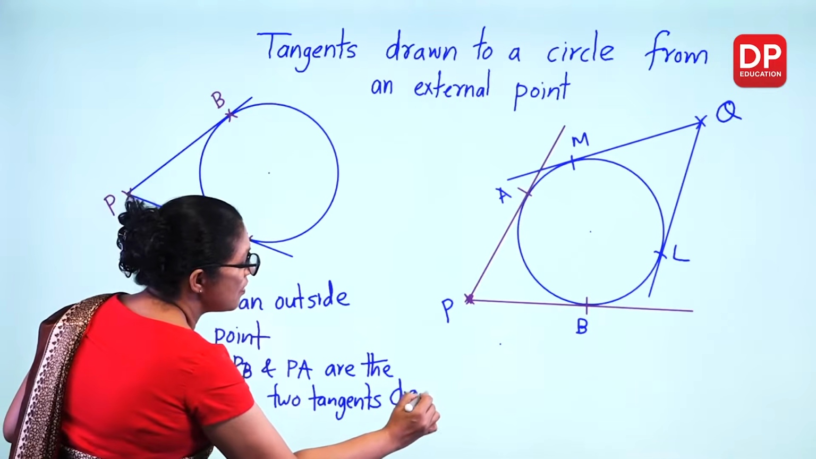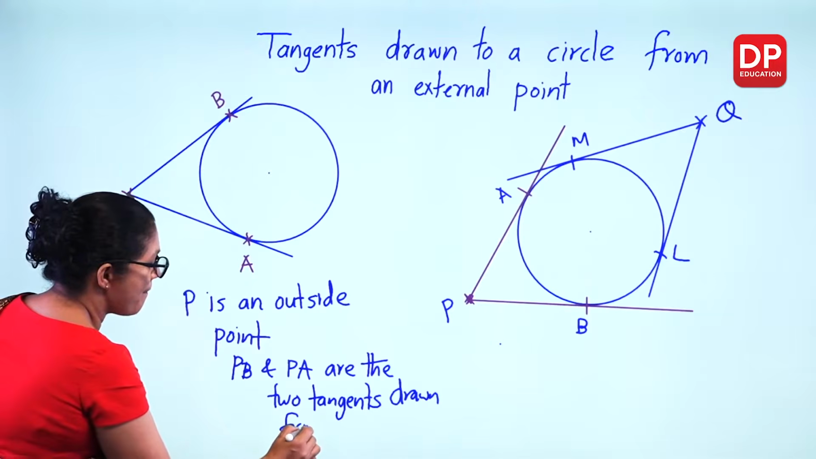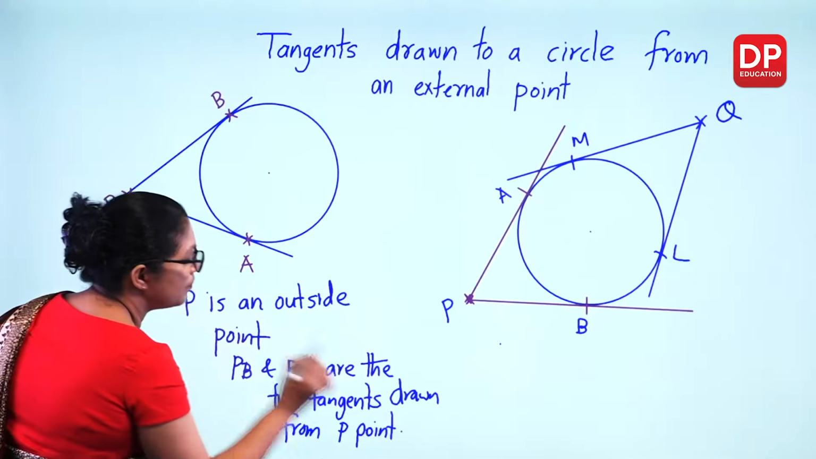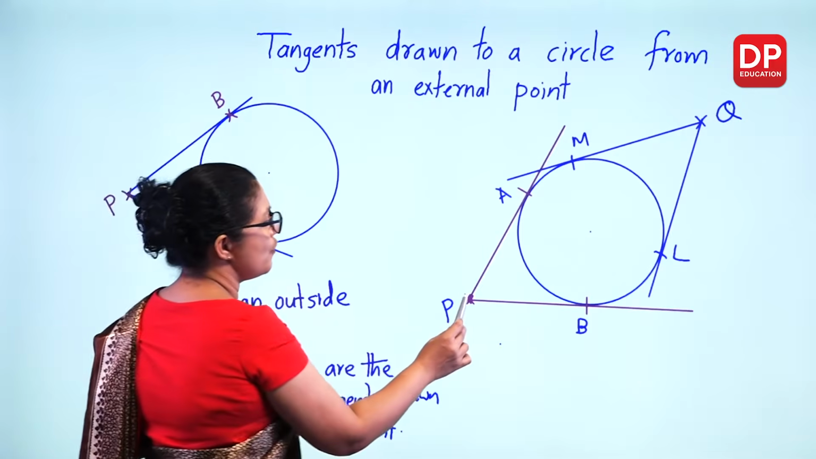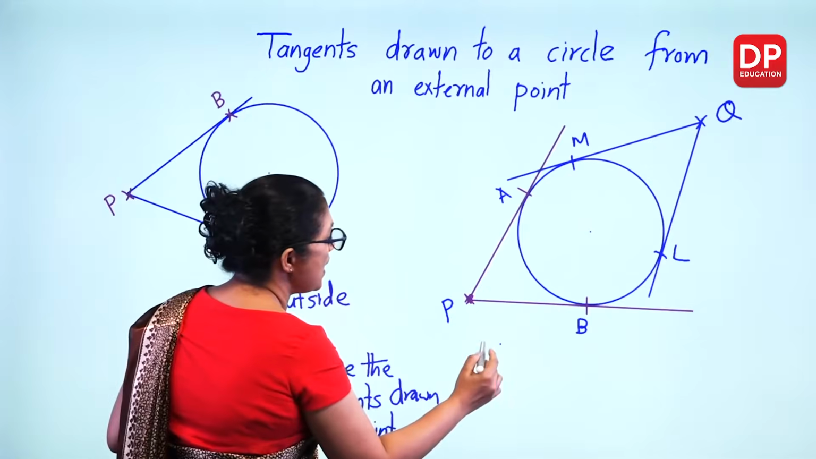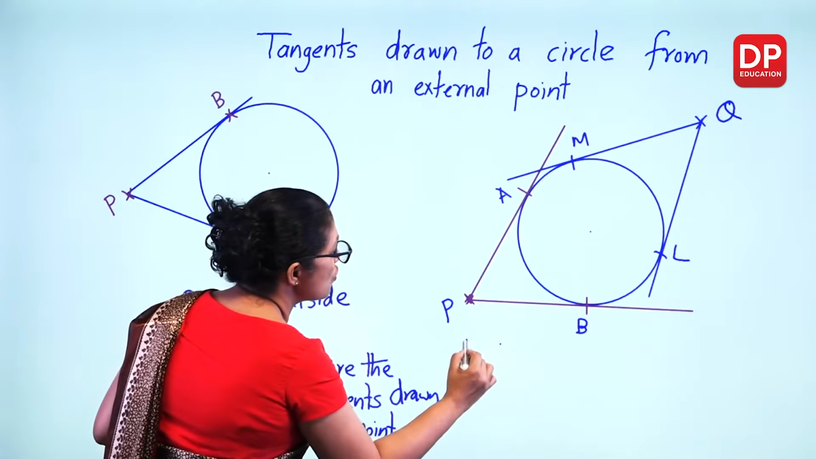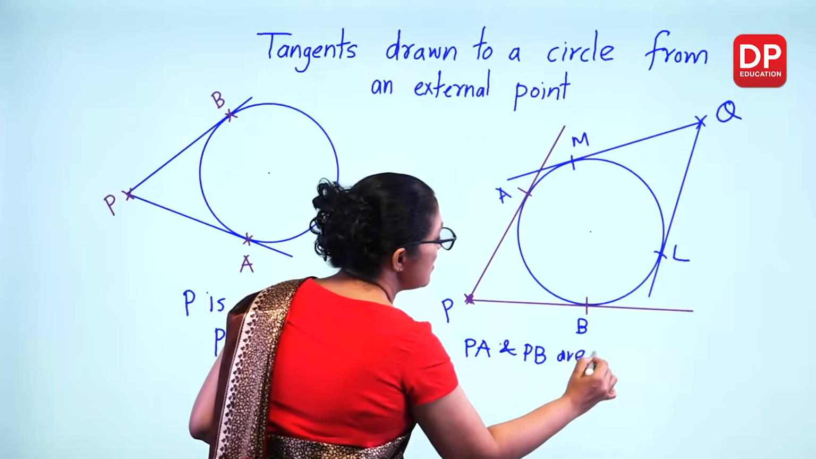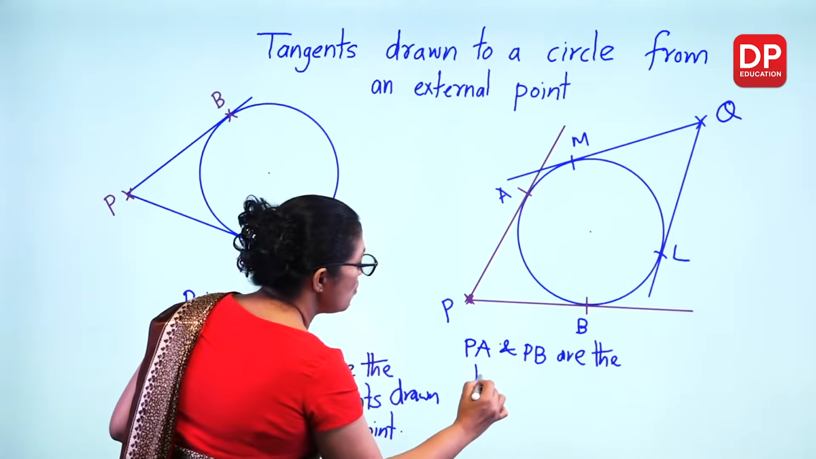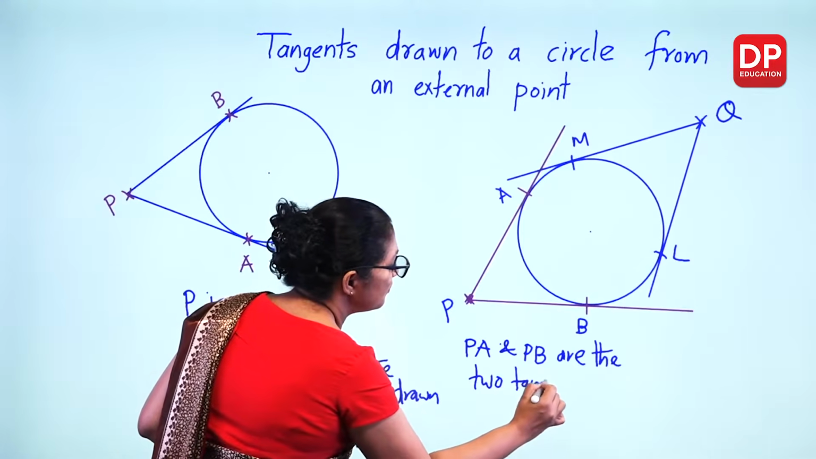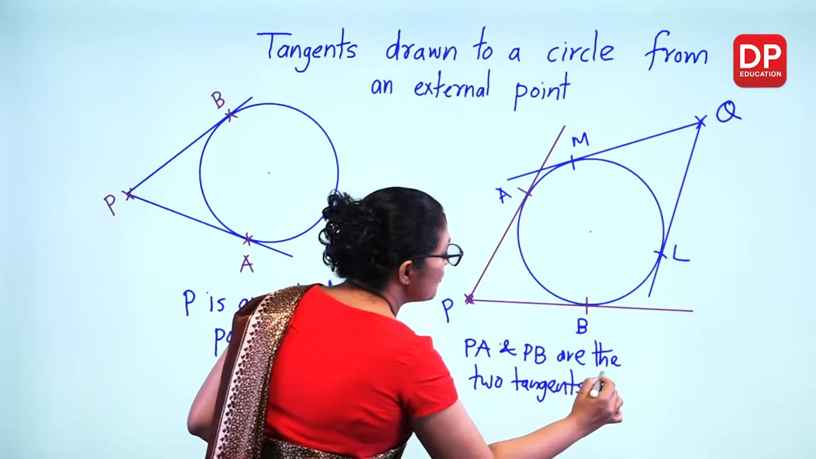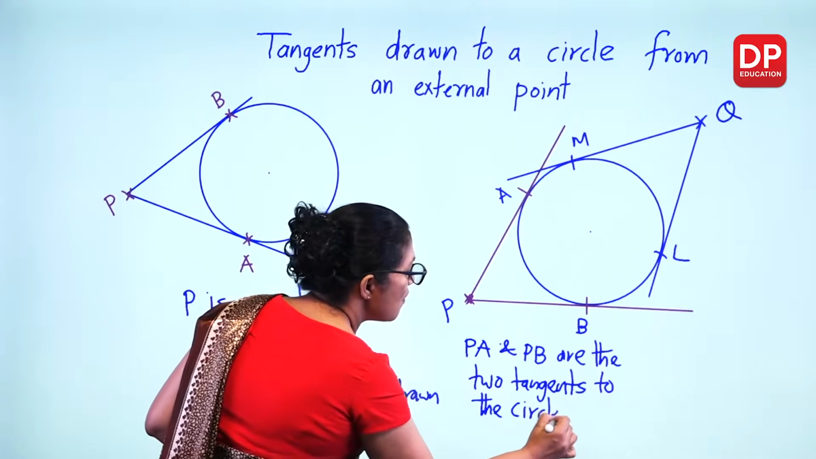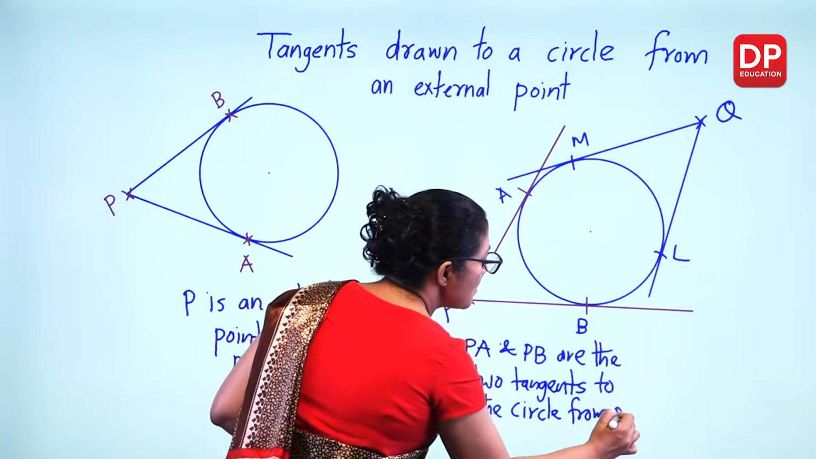drawn from point P. Here also, if you take any point outside P, these are the 2 tangents. So PA and PB are the 2 tangents to the circle from point P.